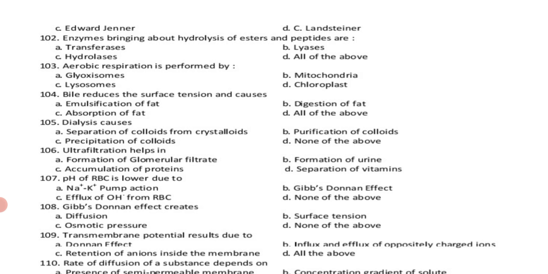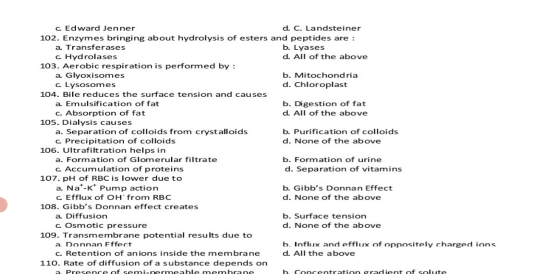The process of ultrafiltration occurs in the nephrons of the kidney. In this process, blood flows through a glomerulus that is surrounded by Bowman's capsule. The hydrostatic pressure forces small molecules to leave the glomerulus and enter Bowman's capsule. So in ultrafiltration, there is a formation of glomerular filtrate. Option A is the answer to question number 106.